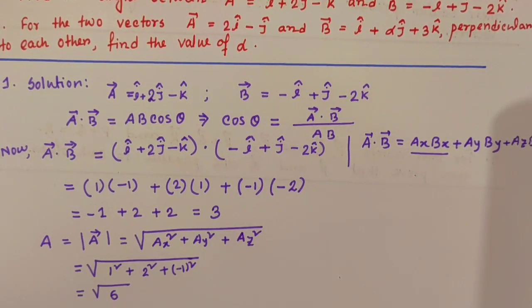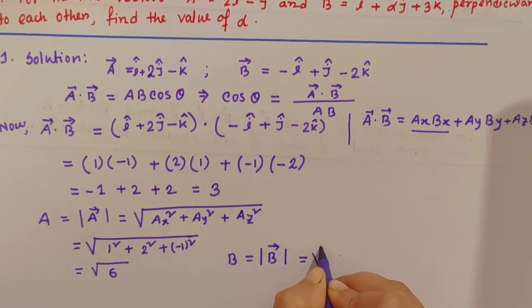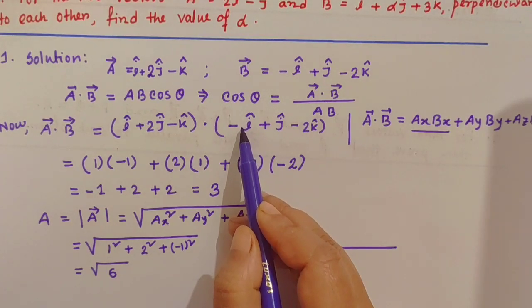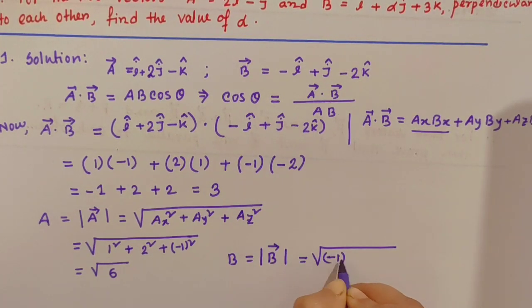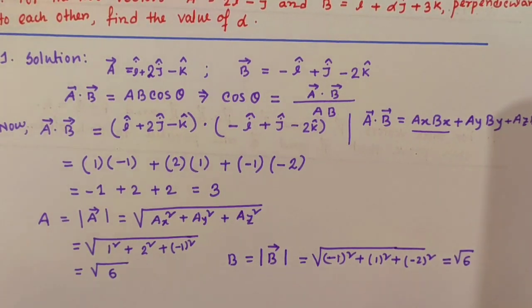In the same way, we can find out vector B. So what is the value for vector B? I am writing here, B is equal to the modulus of vector B. This symbol is modulus, meaning value. Okay, so B vector is equal to root over Bx, minus 1 square plus 1 square plus minus 2 square, which again is equal to root 6.